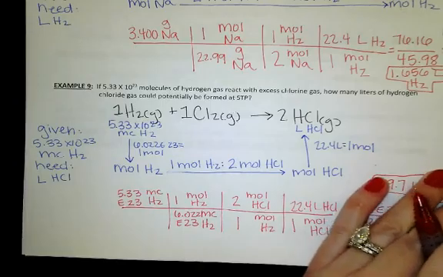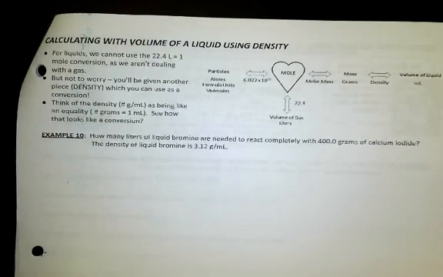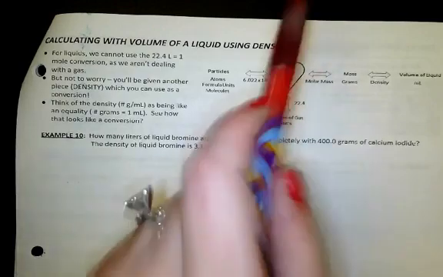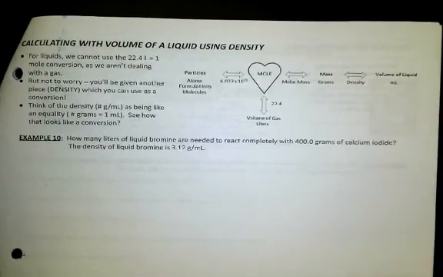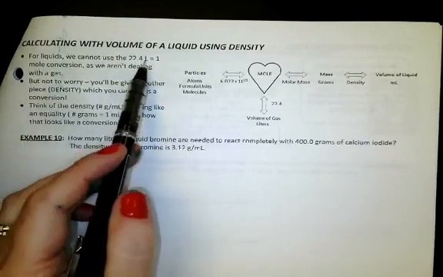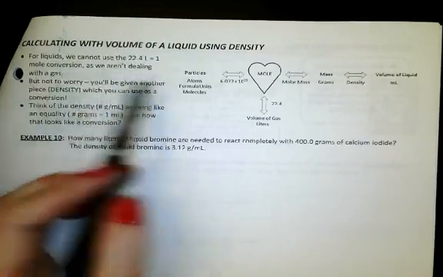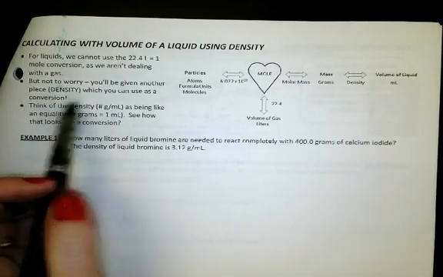Okay? So that's how we convert using 22.4. So now we're going to talk about calculating the volume of a liquid using density. So that was volume of gas. Now we're using density, okay, for liquids. So for liquids, we cannot use the 22.4 liters equals 1 mole conversion, as we aren't dealing with a gas. But do not worry, you'll be given another piece, density, which you can use as a conversion.